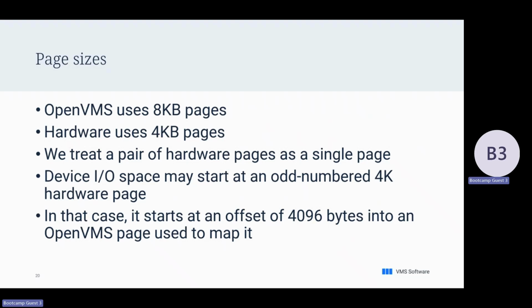If all you ever see is it getting mapped at an even size page, your code may have an implicit assumption that you can address that device IO space at the start of an 8K page, which may be true in 90% of the cases, but then you'll run it on some hypervisor or some hardware that puts it at an odd page boundary. Just be aware that this may happen.